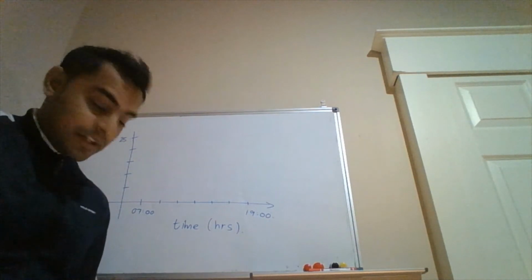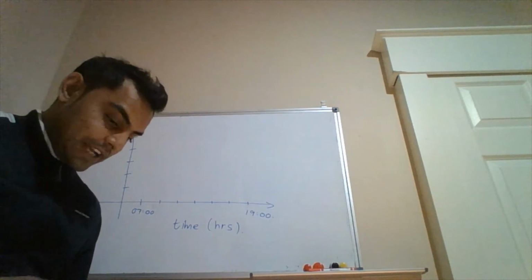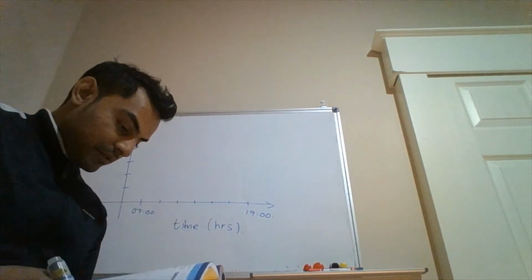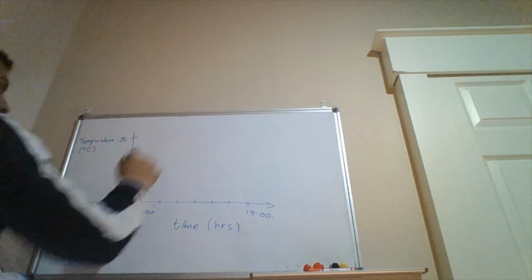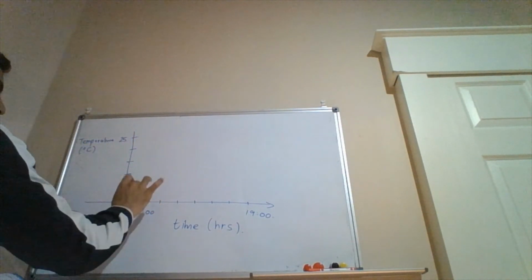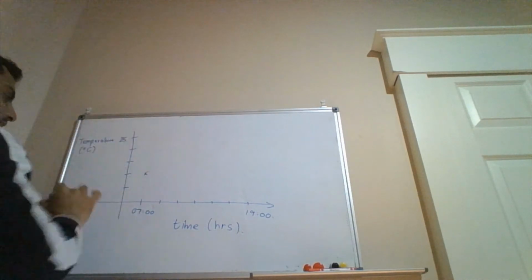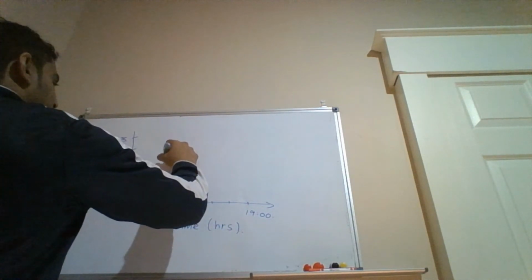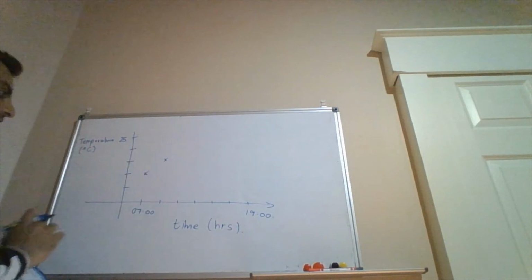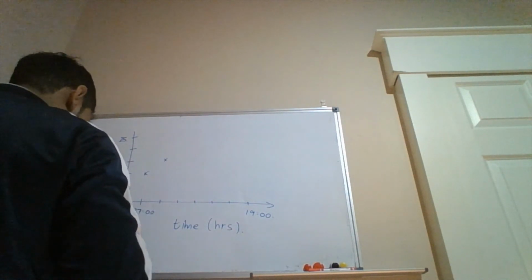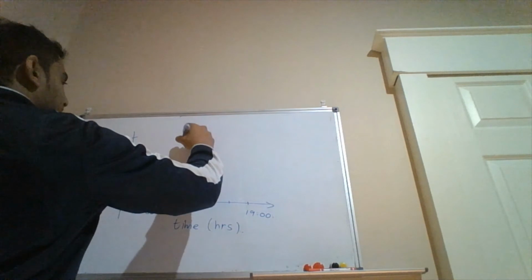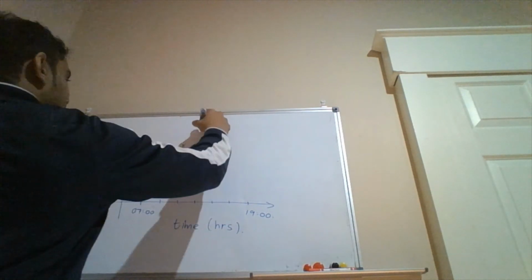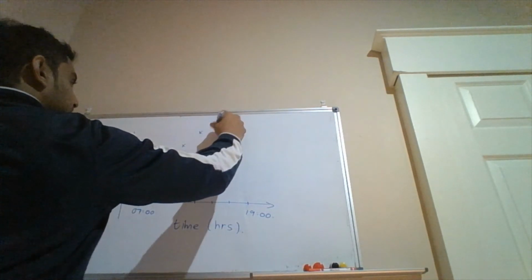Okay, now that we've got this, we just need to plug in the values. We've got 7 o'clock as 10, so we go 5, 10, our first point is there. Then we've got 9 o'clock as 15, so 5 higher than 10. Next, 11 is 20. Then we've got 2 25s.